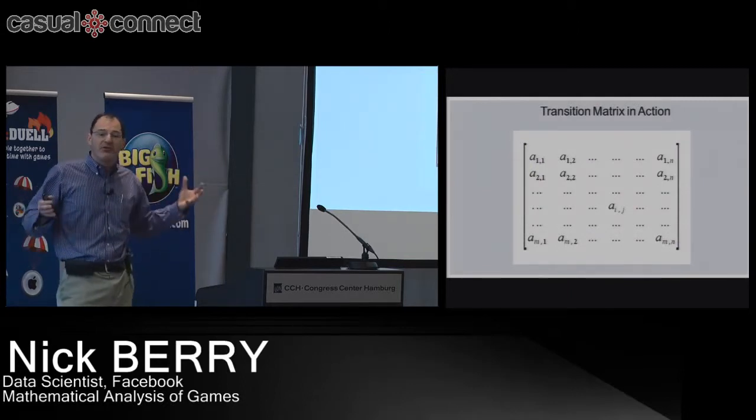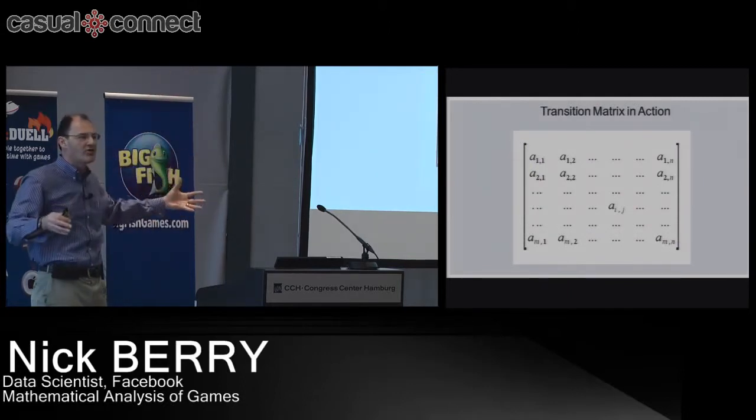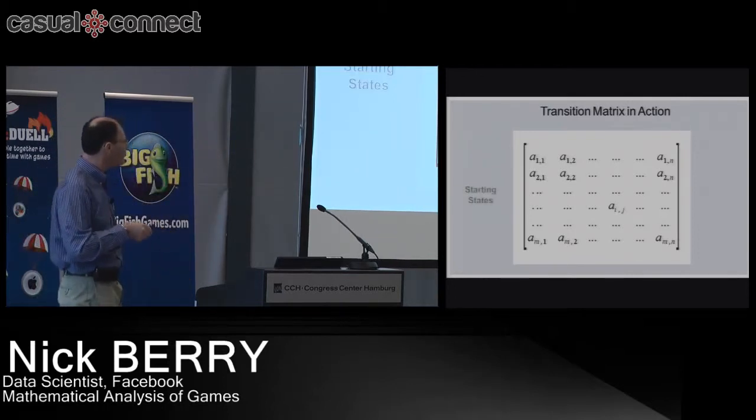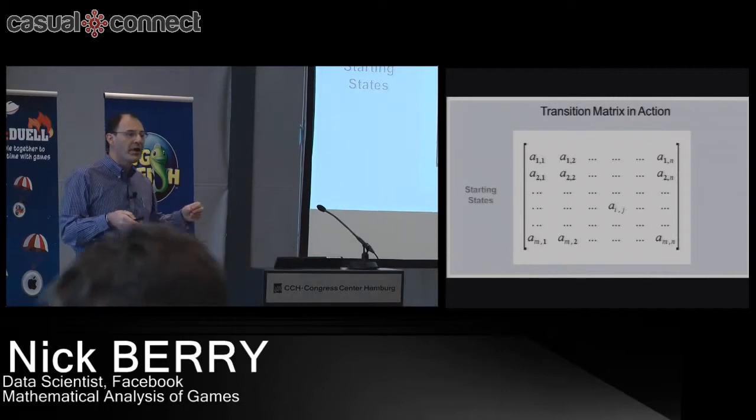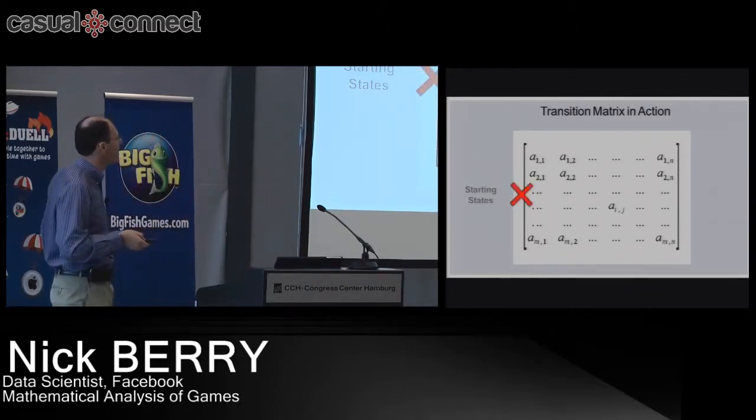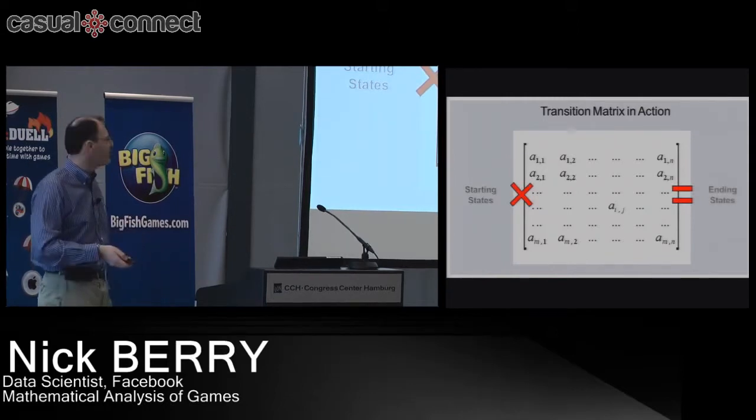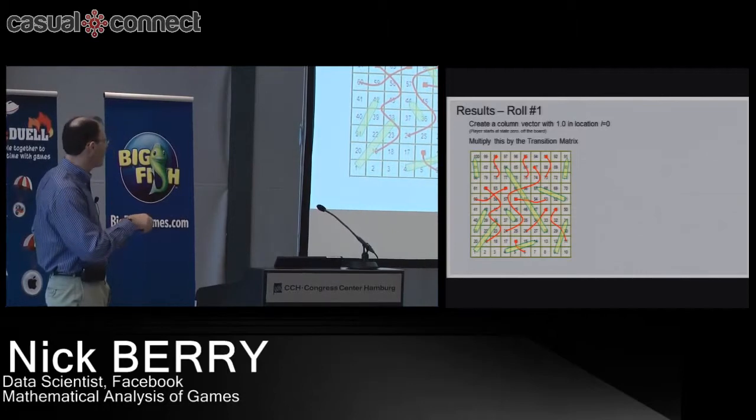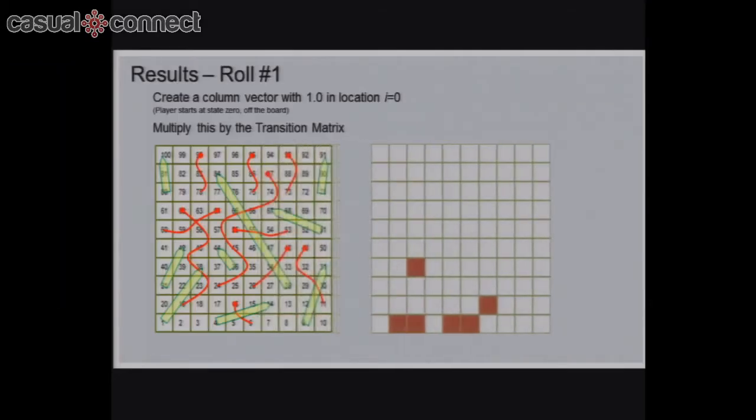Once we have all those probabilities put in our transition matrix, we build this large square matrix of all the possible states we're in, all the possible states we can go to. We put in the starting state, and everybody in chutes and ladders starts off the board at state 0, off the board. And then we multiply it by the matrix, and we get the ending states. So let's try it out. Here's our board, and we start off at square 0, off the board, and we roll the dice.